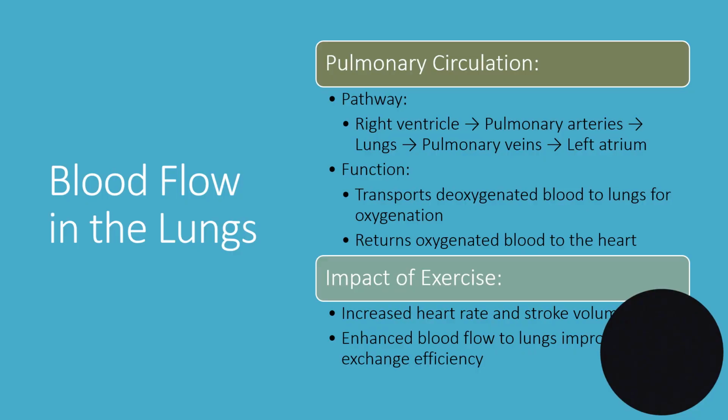Next is blood flow in the lungs. For pulmonary circulation, we're going to talk about the pathway that it goes through. And I also have a diagram in the next slide to illustrate this. So it starts in the right ventricle, then goes through the pulmonary arteries, and then to the lungs, and then to the pulmonary veins and left atrium of the heart. The function is that it transports deoxygenated blood to lungs for oxygenation, and it returns oxygenated blood to the heart.